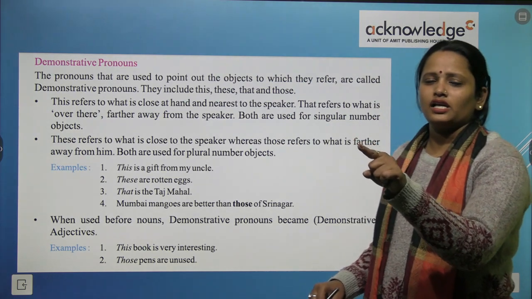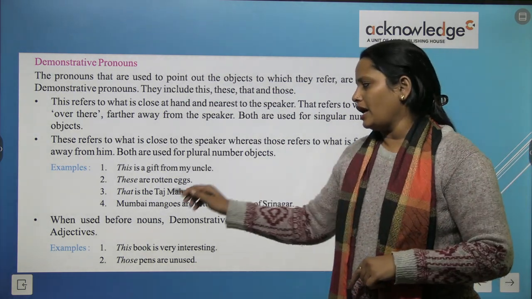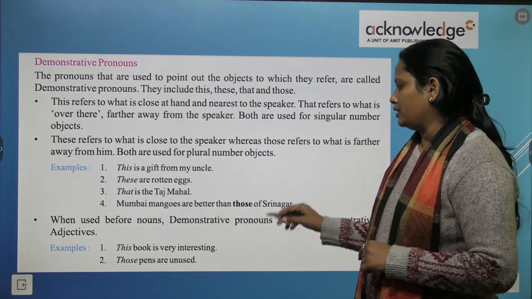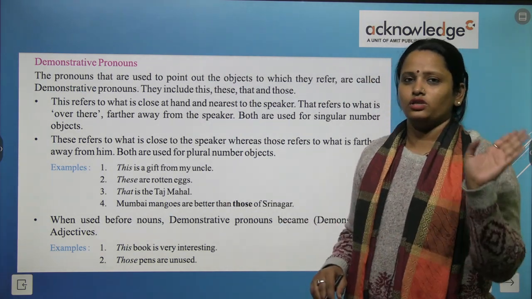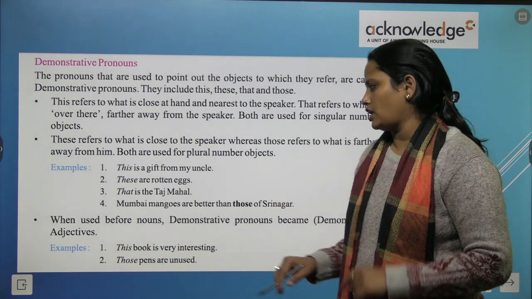That is the Taj Mahal. वो ताज महल है. And Mumbai mangoes are better than those of श्रीनगर. मुंबई और श्रीनगर में कितनी दूरी है, तो इसलिए यहाँ पे those यूज किया गया.